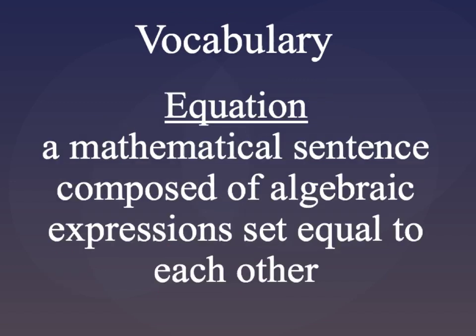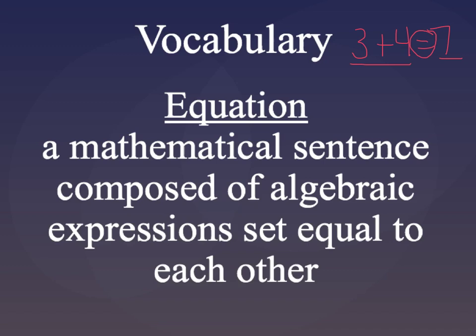Now we have equation. An equation is a mathematical sentence composed of algebraic expressions set equal to each other. So, if we have 3 plus 4 equals 7, that is an algebraic equation because we have two expressions. We have 3 plus 4, which is an expression, and we have 7, which is an expression, and they are set equal to each other.